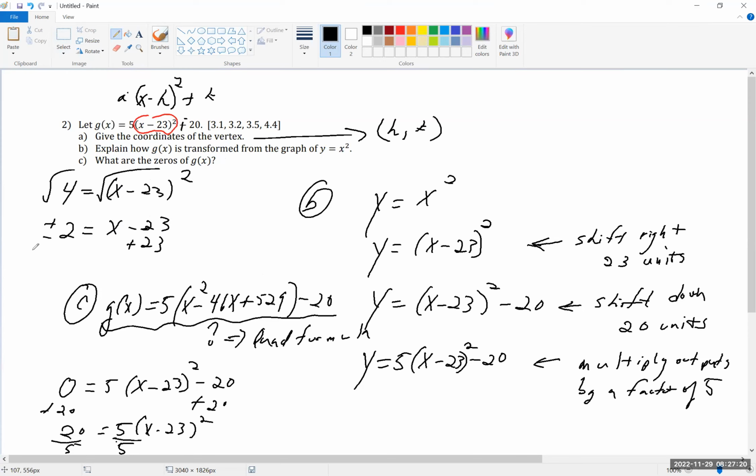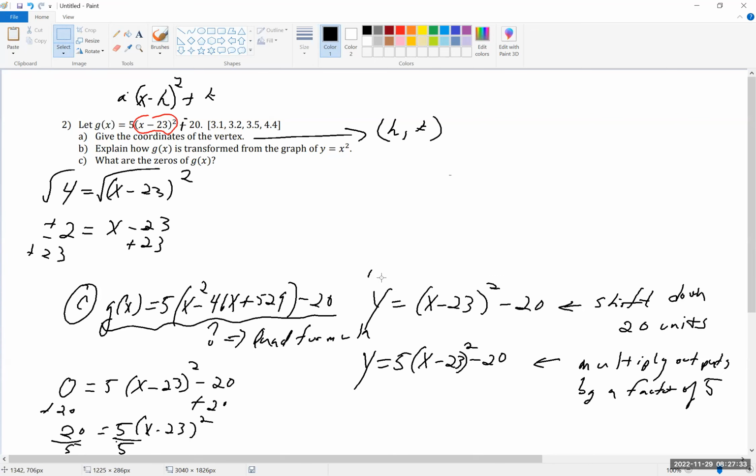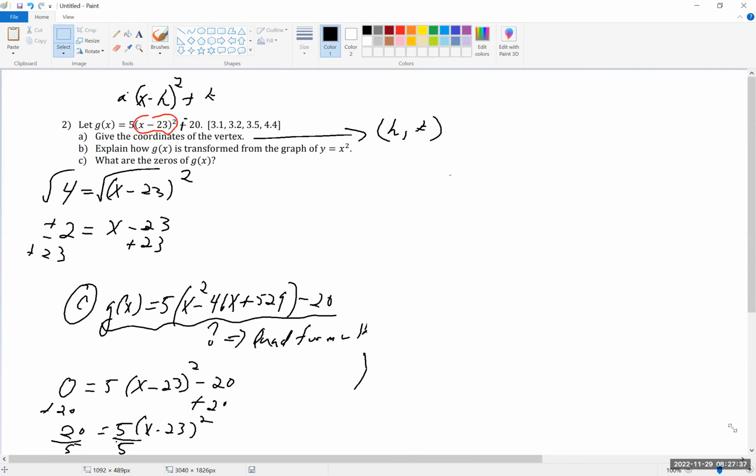Add 23. So I know it's totally messy. Let me erase some stuff, and you can always rewind the video. So I've got x equals 23 plus or minus 2. So I've got two solutions.